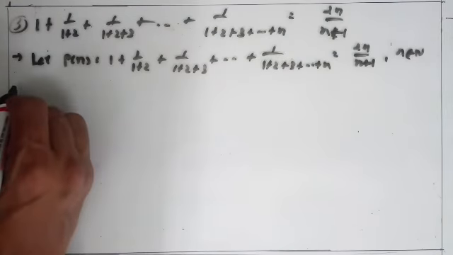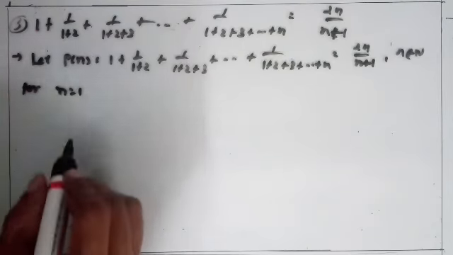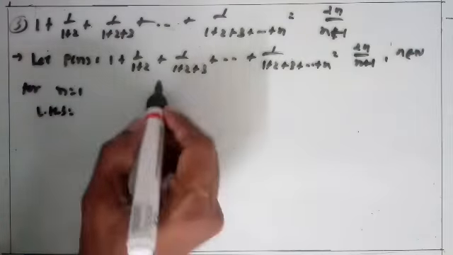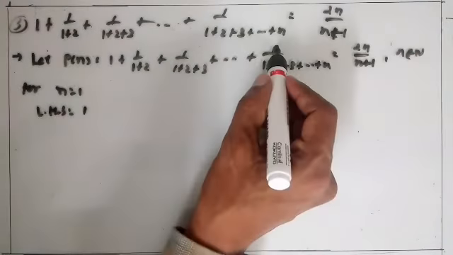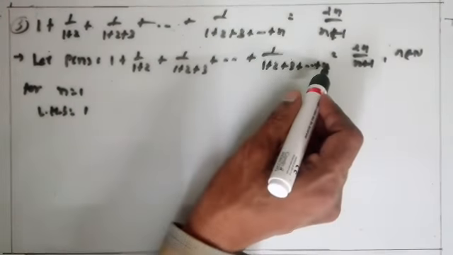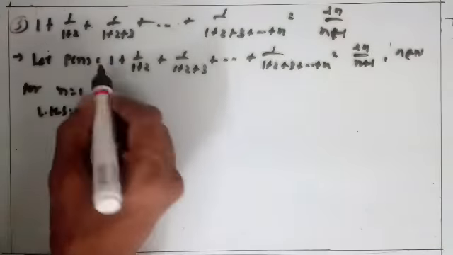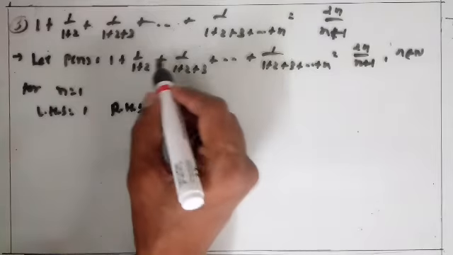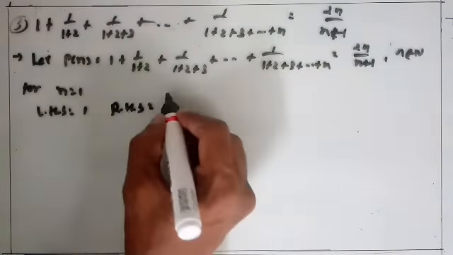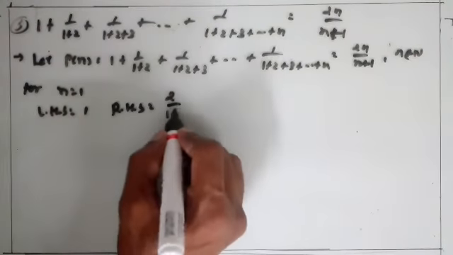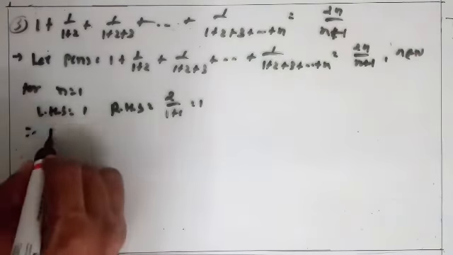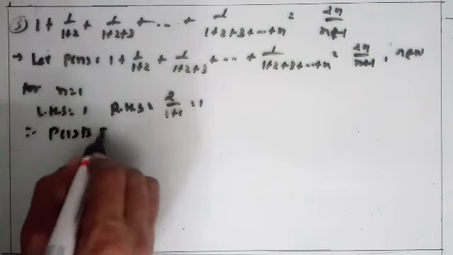Now we prove Pn is true for n is equal to 1. For n is equal to 1, the left hand side is equal to 1, because if we take n is equal to 1, then 1 upon 1 is 1, that is the first term we get. Right hand side: here replace n by 1. So 2 into 1 upon 1 plus 1 is equal to 1. So LHS is equal to RHS. That is, P1 is true.